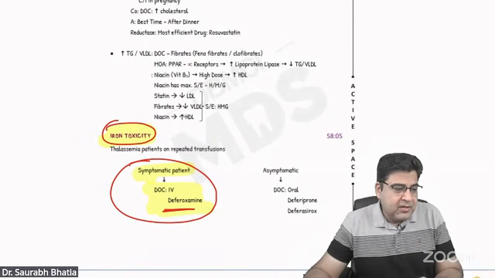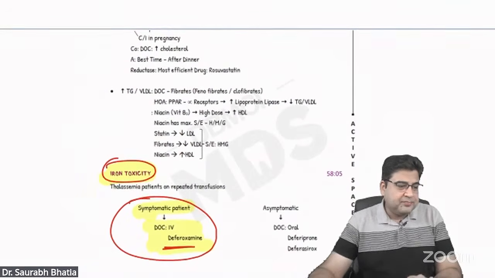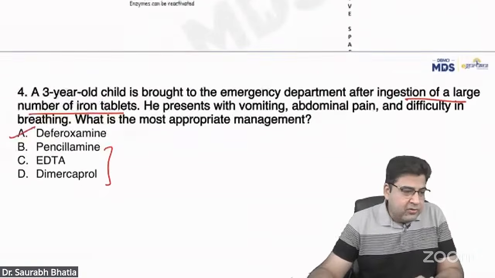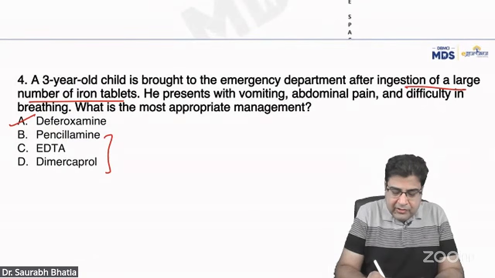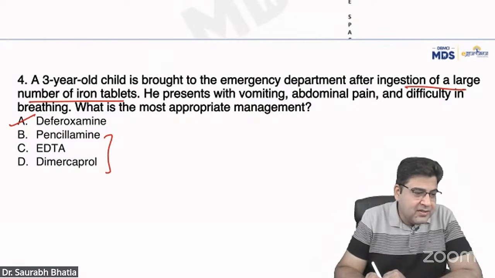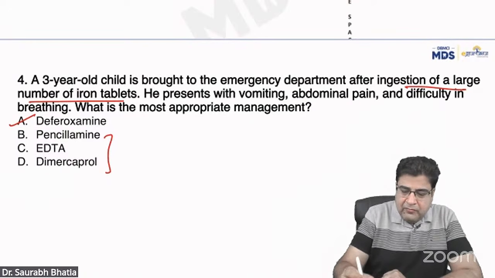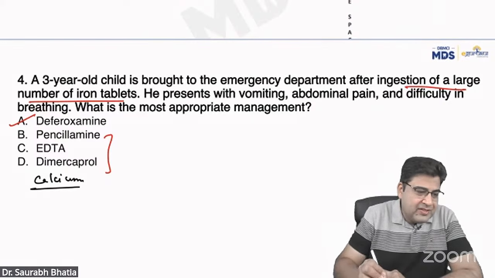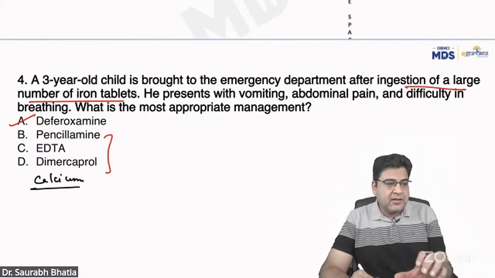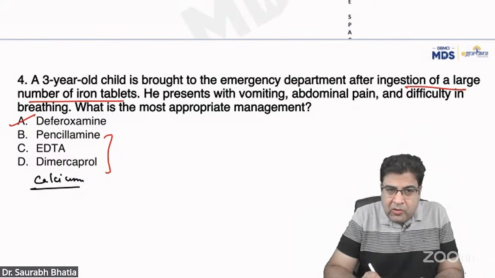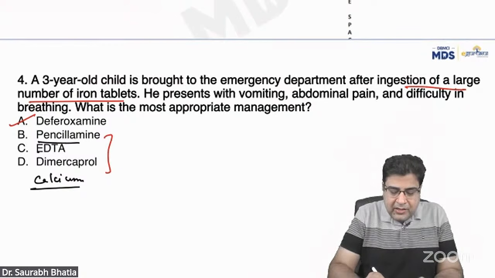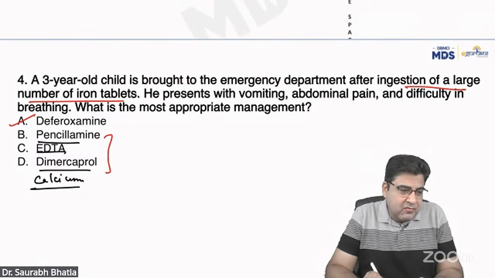So desferoxamine is the answer of this MCQ, right? Calcium was there, according to you. So which option was not there, guys? You are saying calcium is one of the options. Can you please tell me which option was not there out of these three: penicillamine, EDTA, dimercaprol?